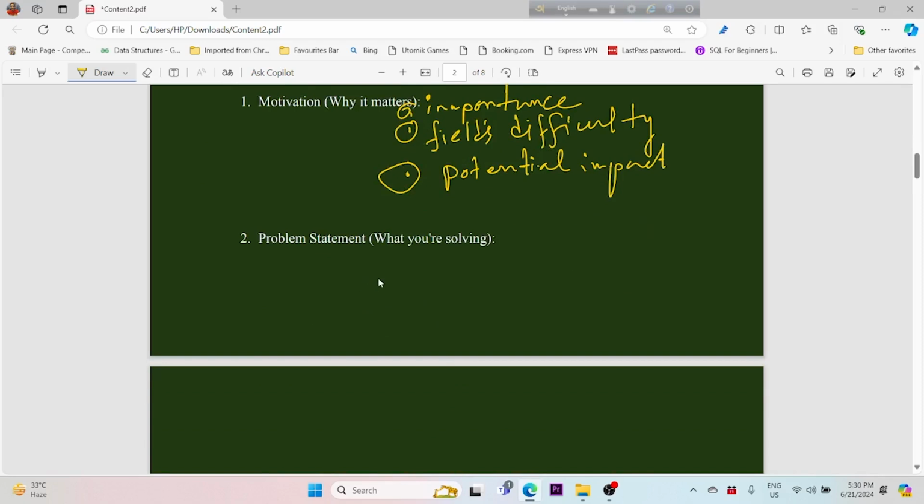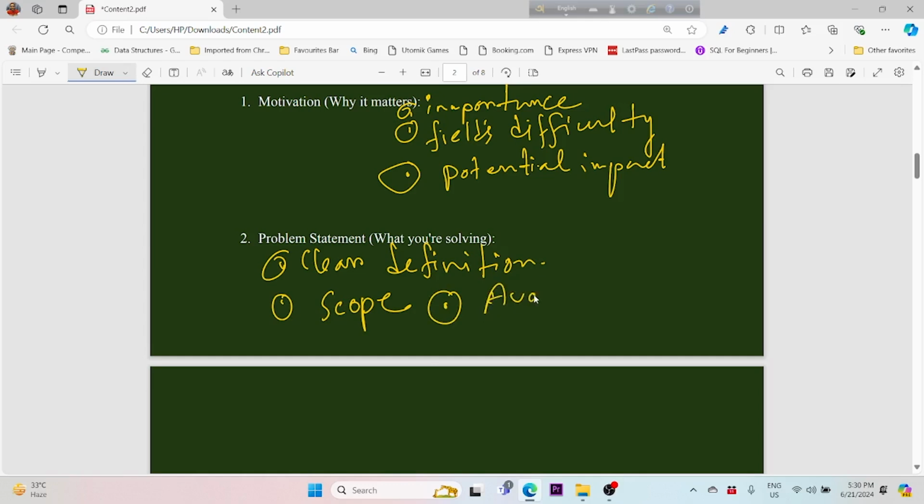First of all, you have to define clearly the problem you are addressing. You need to specify the scope of your work. You must avoid excessive jargon. So, clear problem definition, scope of your work, and avoid excessive jargon.